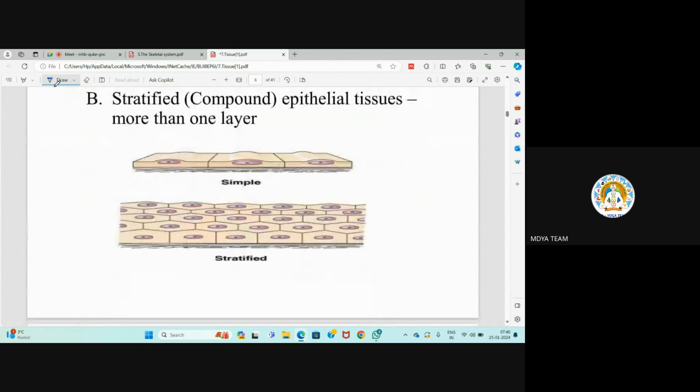Here you can see the difference in picture. Simple epithelium is having just one basement membrane and one layer of cells. But in stratified, above the basement membrane, you can see three, four layers of cells. This is the main difference between simple and stratified epithelium tissue. Not main difference, major difference.